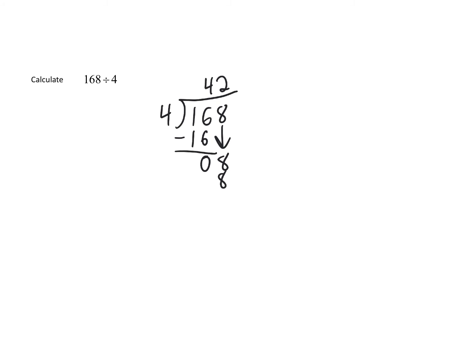This first example is 4 divided into 168. 4 goes into 1 0 times, so we look at 4 into 16, which is 4 times. 4 times 4 is 16. We subtract, we get 0, then we bring the 8 down. 4 into 8 goes twice. 2 times 4 is 8. Subtract, we get 0. So the answer to this question will be 42.